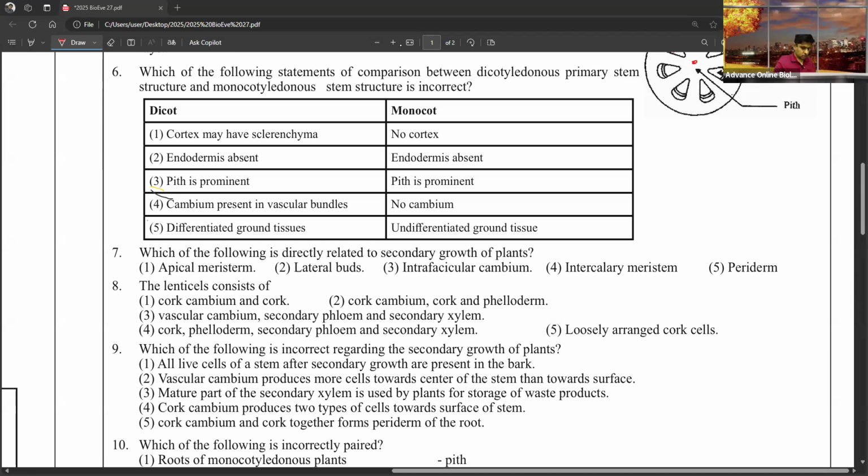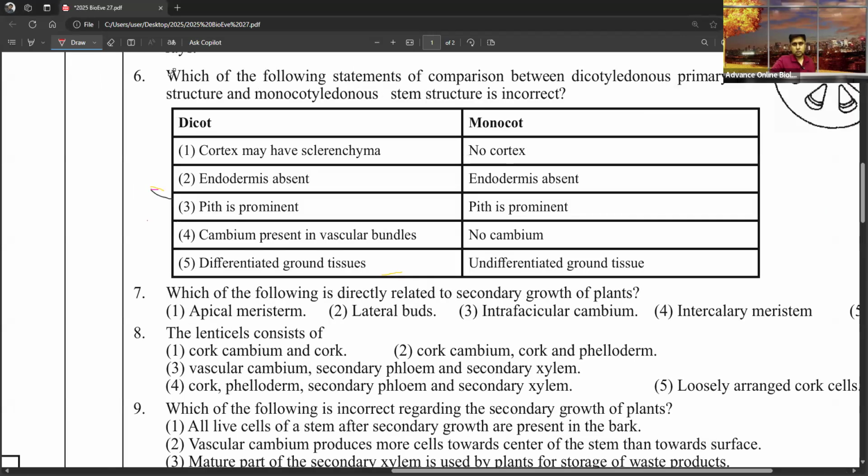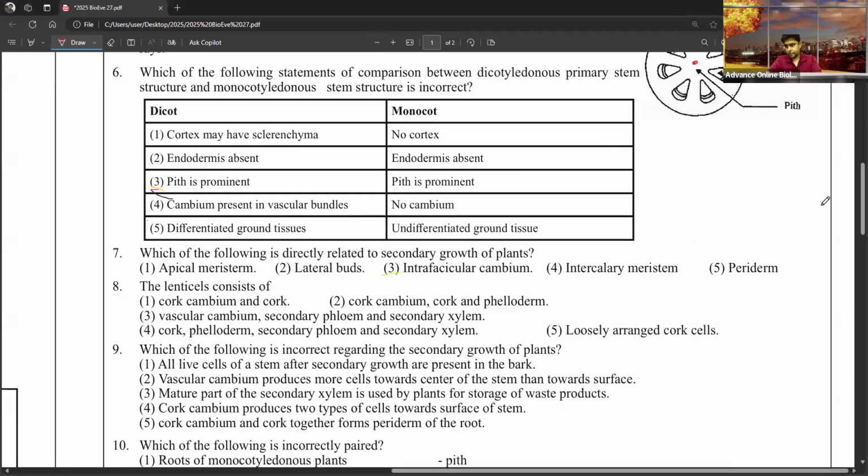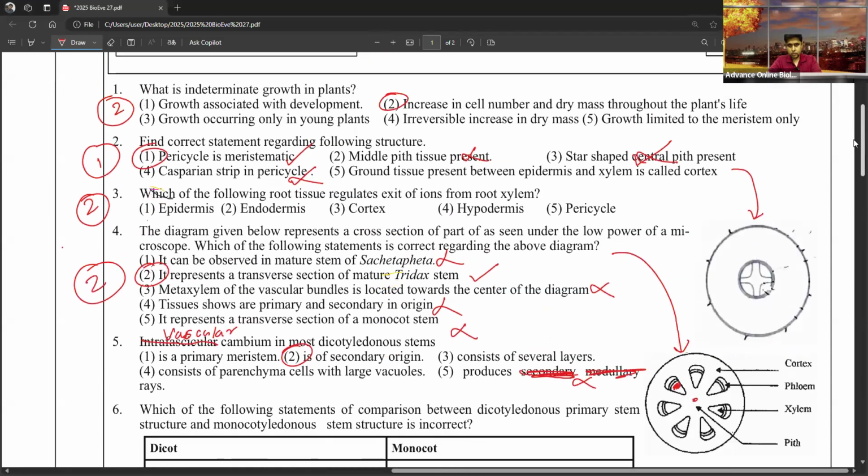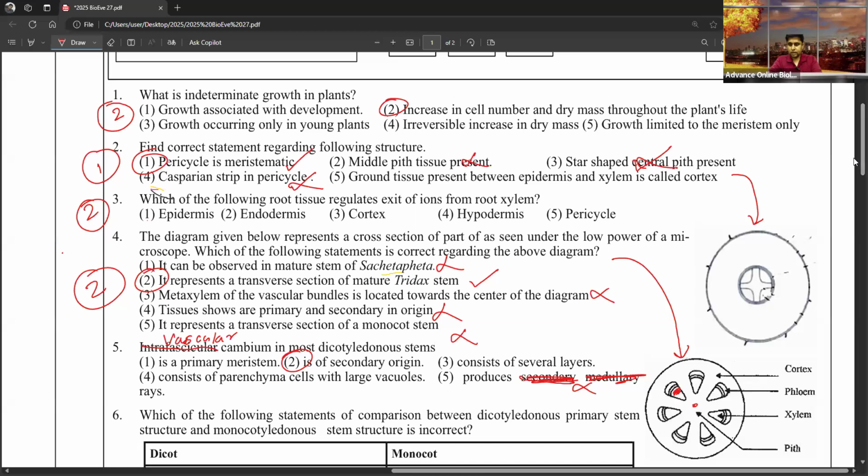No, look at this. Someone is asking a question. I think there are two diagrams given. Find the correct statement regarding the following structures. For the fourth question, this diagram, isn't it? Okay, all right. So take it like that.